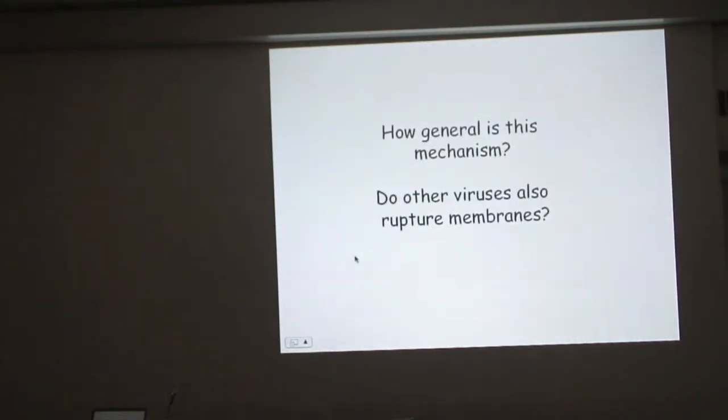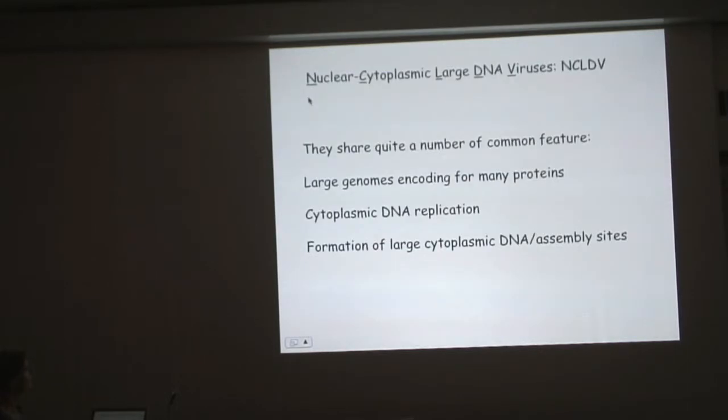So then we decided, okay, perhaps what we should do is just look at how general this mechanism is. Do other viruses also rupture membranes? And this brings me to the nuclear cytoplasmic large DNA viruses. This is what I would call a cell biological view of these viruses. They share quite a number of common features. They have large genomes encoding many proteins. They all replicate their DNA in the cytoplasm, which is quite unique. And they do so by forming large cytoplasmic DNA replication sites as well as assembly sites.